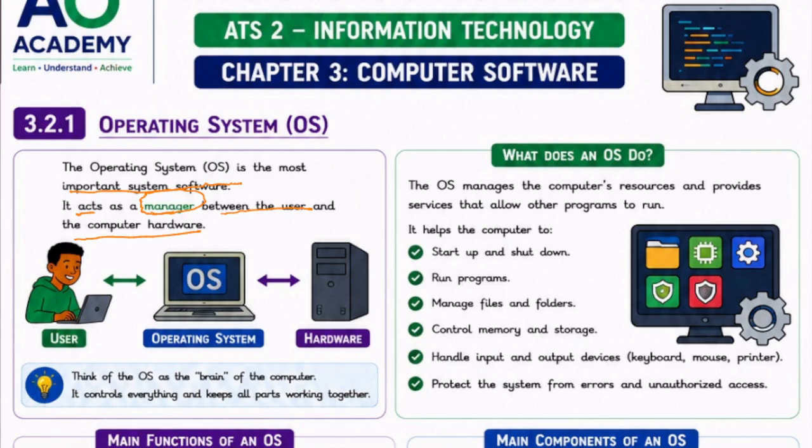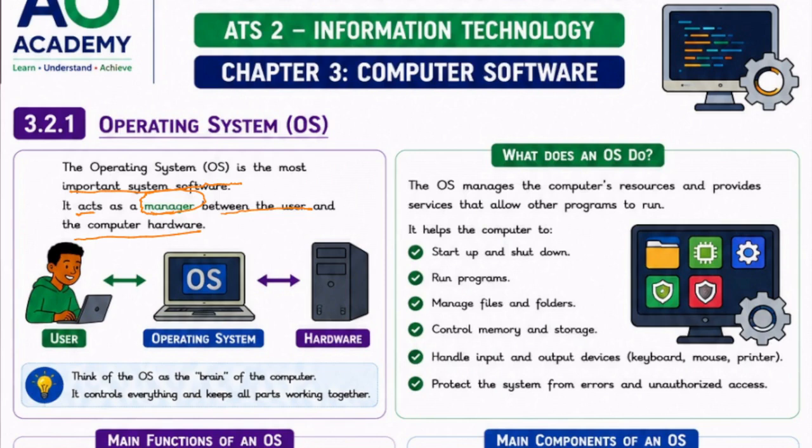Remember, the operating system is under what? System software. Okay? It's still under system software. But the operating system is the most important system software because that is the one that interacts with the user the most.